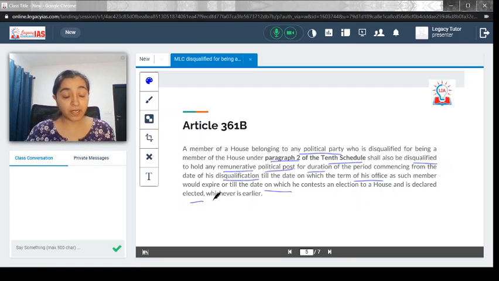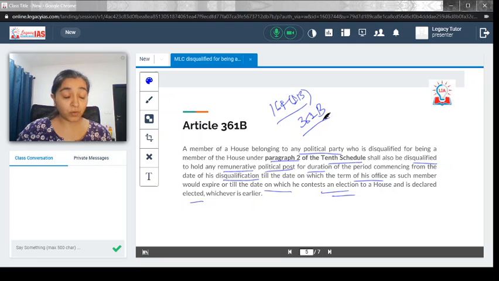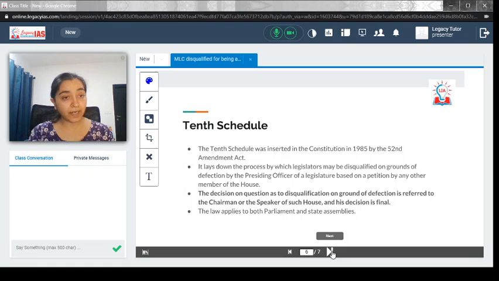So this is something which has been highlighted in the recent judgment: he lost the by-election, which means he was not able to win the election to the house, so his disqualification is still in effect. And this particular Article 361(b) says that during the time of disqualification they cannot hold any remunerative post. So this is the main content of Article 361(b). Article 164 clause 1(b) and Article 361(b) are the ones which were invoked, and which were the contentious points in the present case. Now let's quickly understand the 10th Schedule.